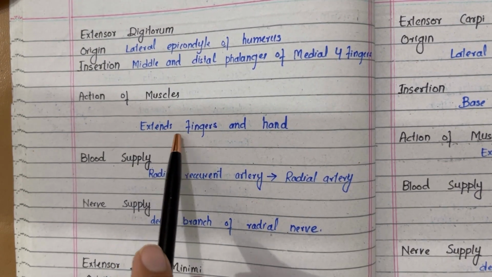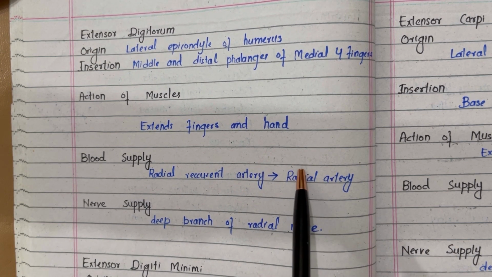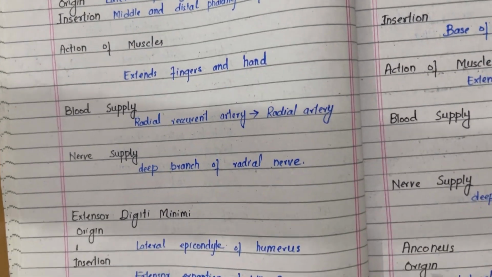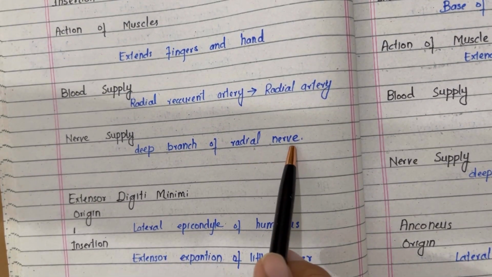It plays an important role in the extension of the fingers and hand. It is supplied by the radial recurrent artery. The radial recurrent artery is the branch of the radial artery. Student, the extensor digitorum muscle is innervated by the deep branch of the radial nerve.